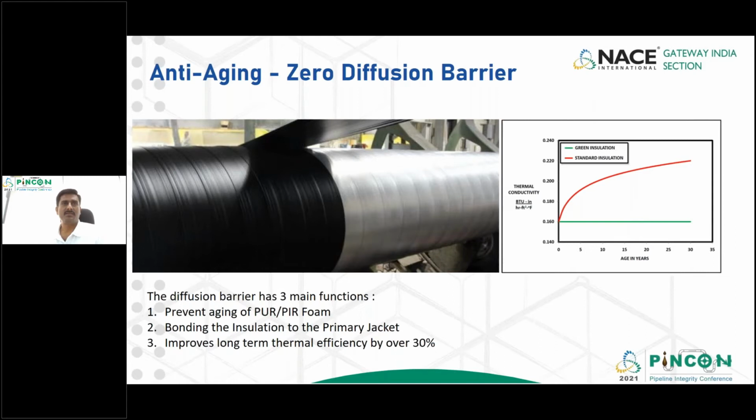The diffusion barrier has 3 main functions: preventing aging of foam, bonding of insulation to the primary jacket, and improving the long-term thermal efficiency by over 30% as compared to the conventional system.